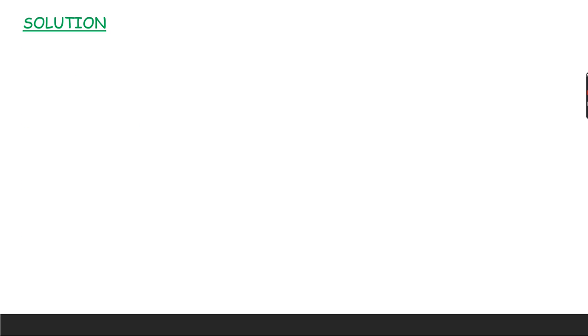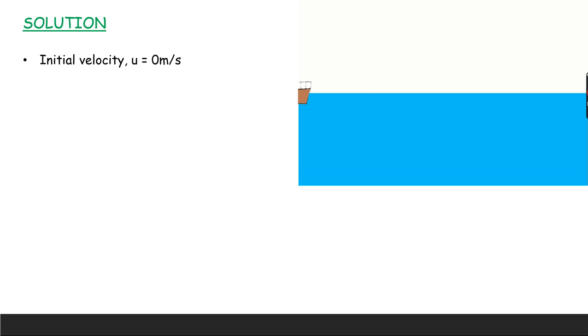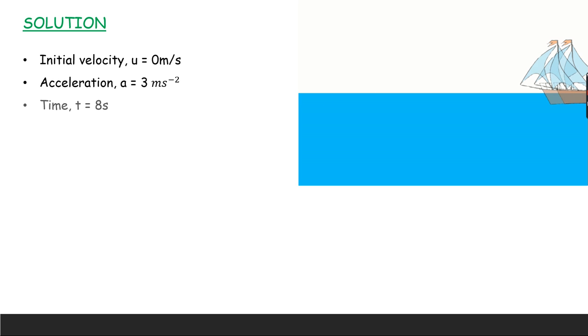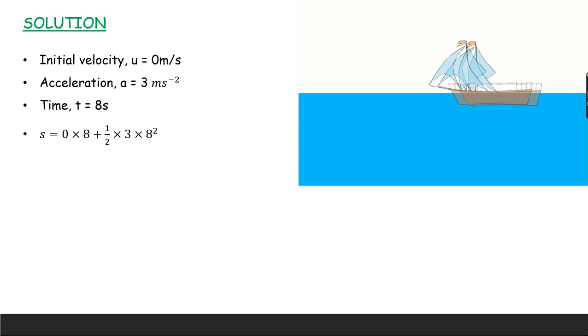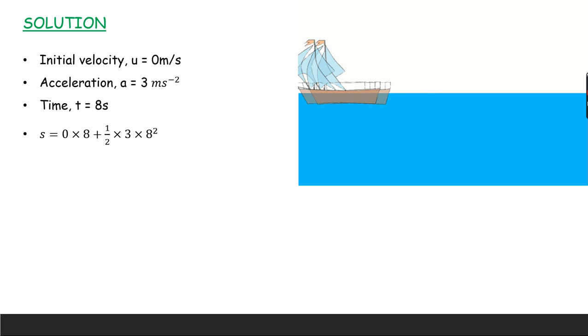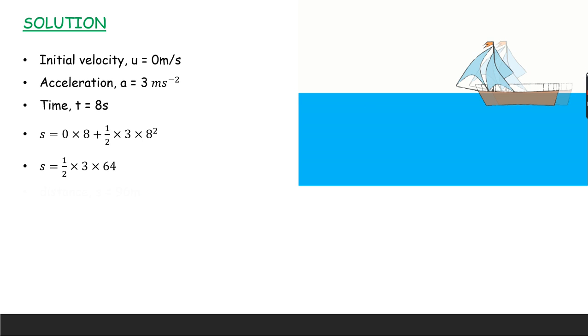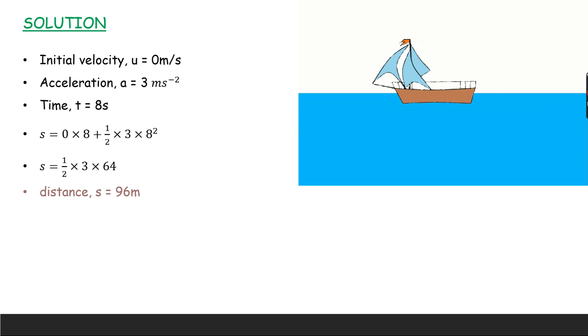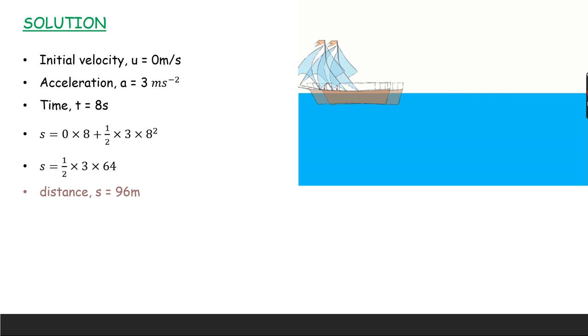So let us see the solution. And yes, here is the motorboat. So it starts from a point and moves with some acceleration. And here the initial velocity is 0, acceleration is 3, time is 8. And I am going to substitute in the formula which is s is equal to ut plus half at square. So here my first term will vanish because it's multiplied by 0. I'll have the second term. So on doing that, I get a distance to be around 96 meter. So I hope this is very easy for you.